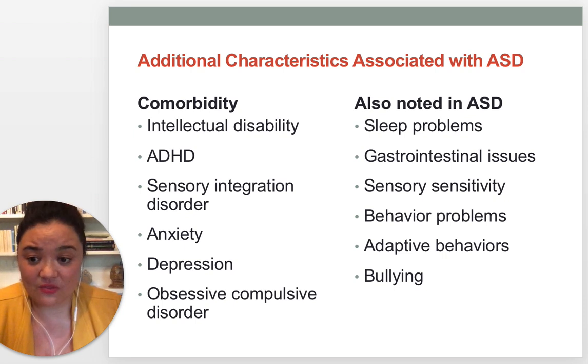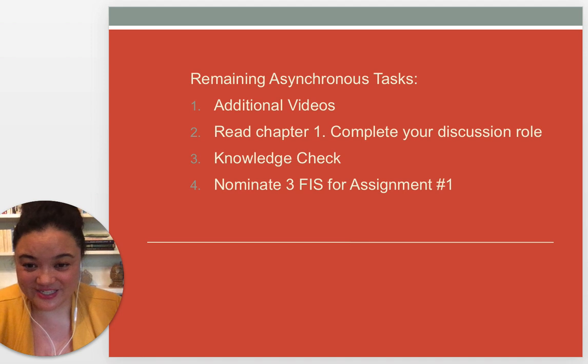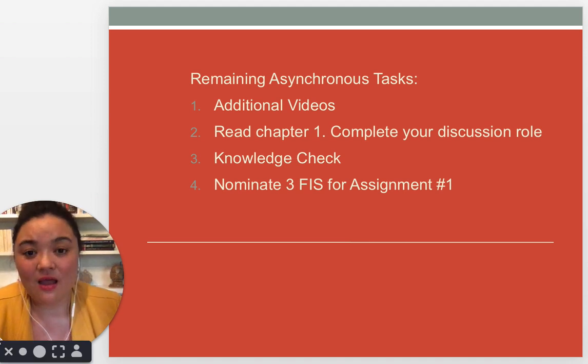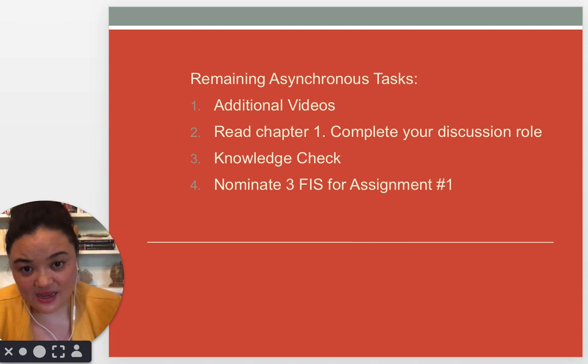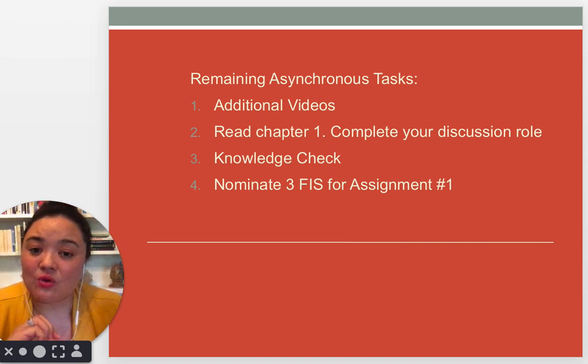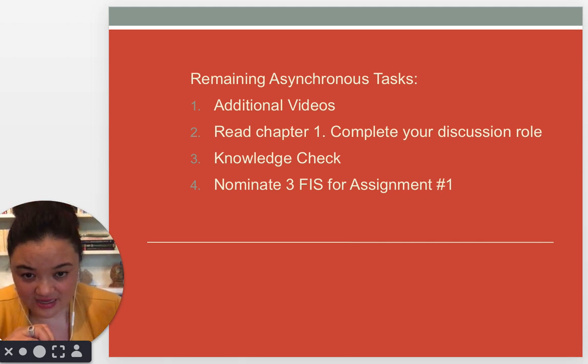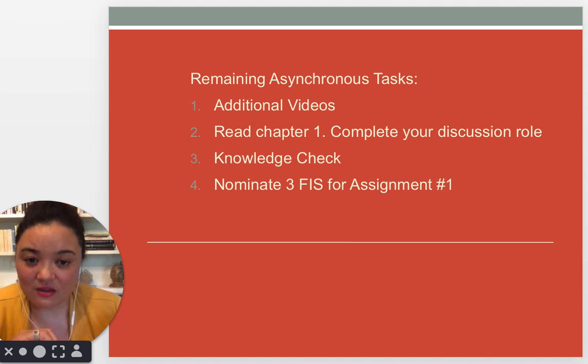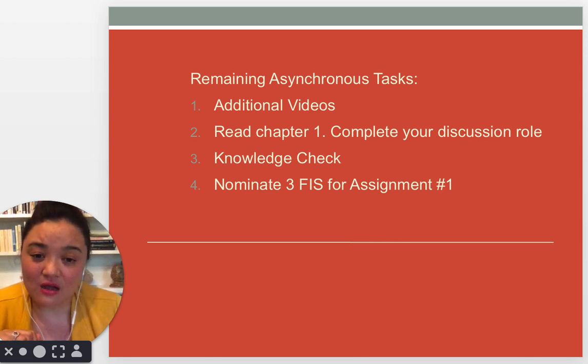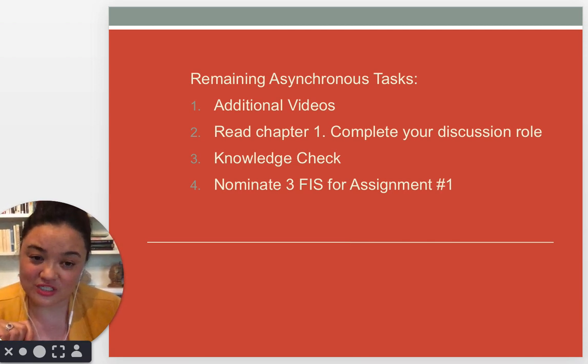All right. So that concludes our mini lecture on the characteristics of autism. You have some remaining asynchronous tasks that you'll need to complete before we meet on Thursday. There are 2 additional video links that I posted on our Canvas site. You will also be responsible for reading Chapter 1 and completing your discussion role based on what you've read. There's also a really brief knowledge check just to hold you accountable for completing all these asynchronous tasks. And I would also like you to nominate at least 3 focused intervention strategies that you'd be interested in becoming the expert on for your first assignment.